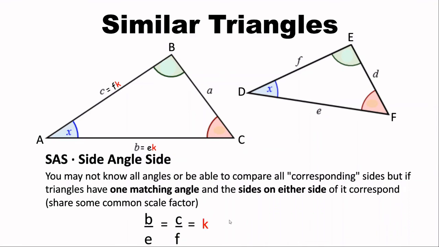And in both cases, it will give me the value K, the scale factor of enlargement. Now, B divided by E would be EK divided by E. That leaves me with just K. And C divided by F would be FK divided by F. That leaves me with just K. So they're the same constant value, and that's my scale factor of enlargement.